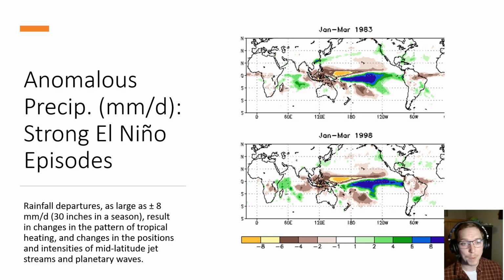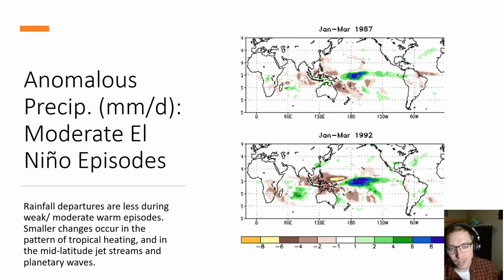We look at anomalous precipitation in millimeters per day. There are strong El Nino episodes. Look at the El Nino that we see in January to March of 1983, and again in January to March of 1988. Some pretty large anomalous precipitation evidence occurring here and here. Rainfall departures as large as plus or minus 8 millimeters per day, 30 inches in a season, result in changes in the patterns of tropical heating and changes in the position and intensities of mid-latitude jet streams and planetary waves.